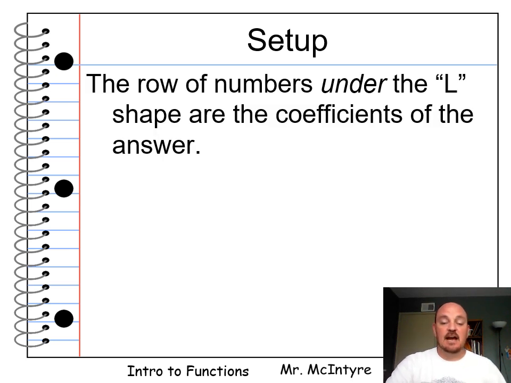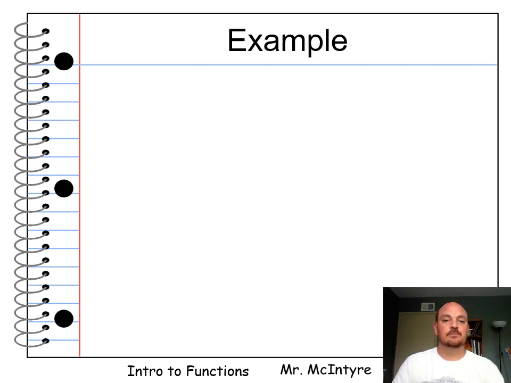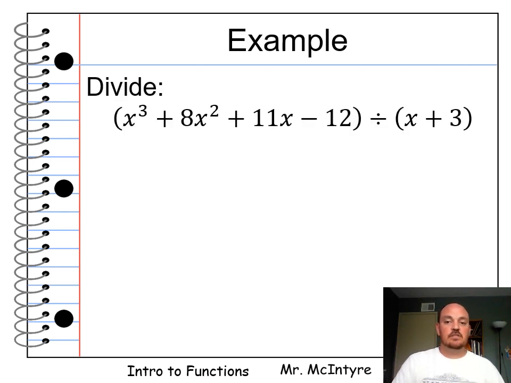Now what happens is after you've done that, the third row of numbers, the one that's underneath your L shape, that gives you the coefficients of the answer to the question. All you have to do is lower each power of x by 1. So let's do this question for an example. We are going to divide x cubed plus 8x squared plus 11x minus 12 by x plus 3.